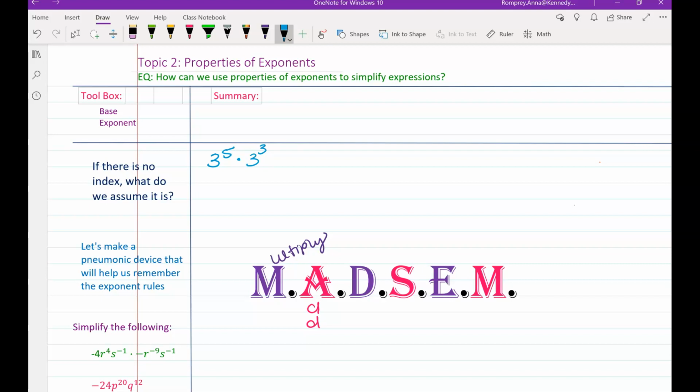So they're telling us that 3 to the 5th times 3 cubed equals, we're going to keep our base and simply add the exponents. 5 plus 3 is 3 to the 8th. Okay, let's see if that really works.